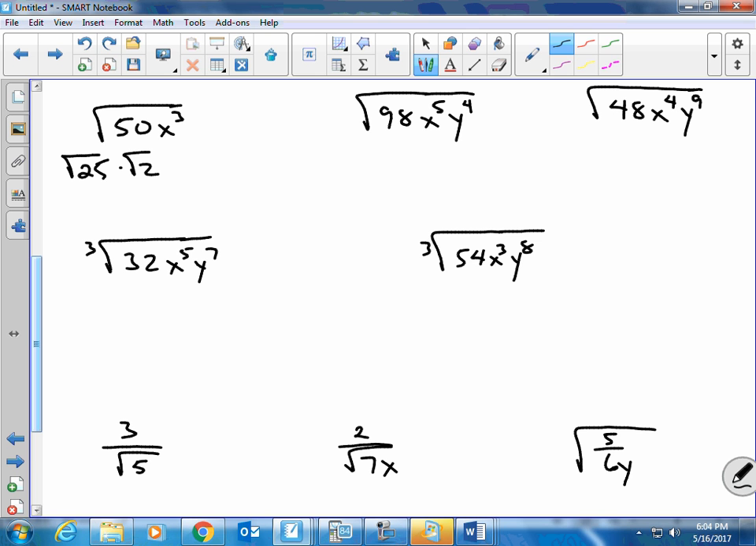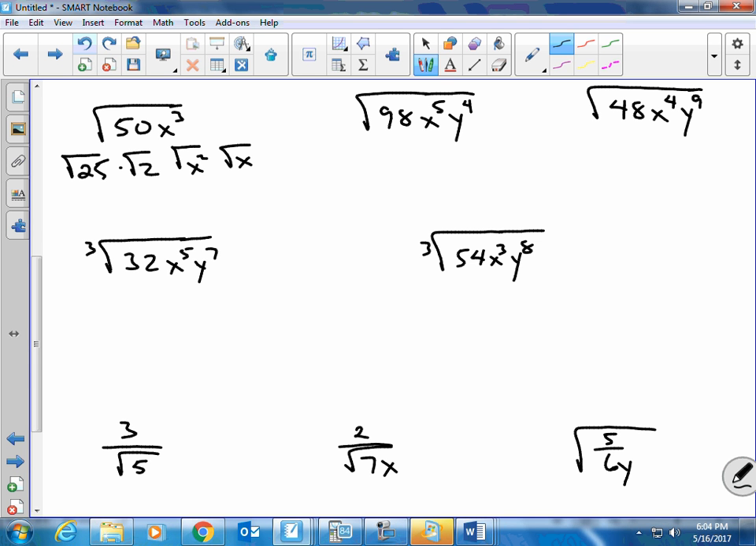What perfect square goes into x cubed? Notice, I didn't say this at the beginning, but if it's a square root, you don't need to put the 2 out here, the index. You don't need that. However, if it's a cube root or something higher, you do need to put that number there. If no number is written, it's an implied 2. What perfect square goes into x cubed? x squared. So I can write that as x squared times x.